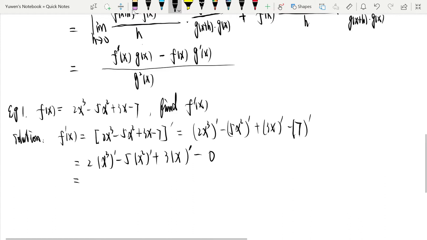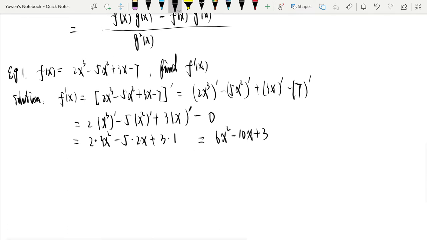The derivative of a constant, that is 0. The derivative of x cubed, that is 3x squared. The derivative of x squared, that is 2x. The derivative of x, that is 1. So that's equal to 6x squared minus 10x plus 3. That's the first example.